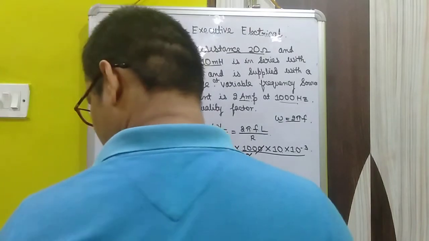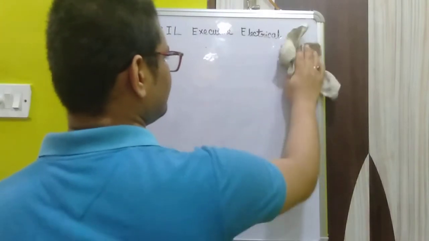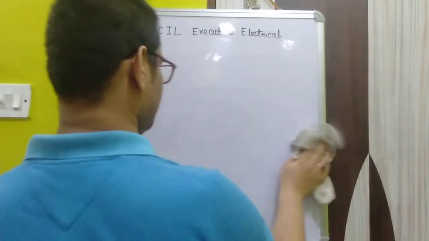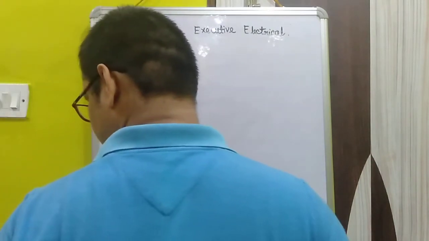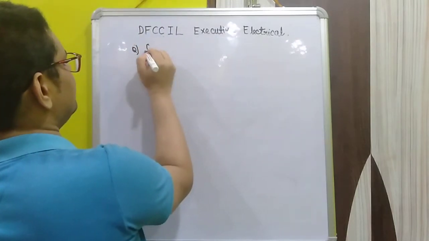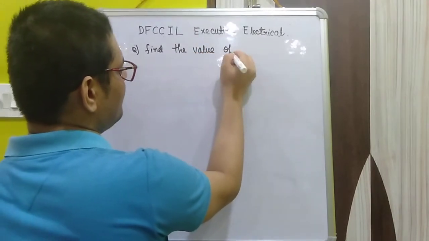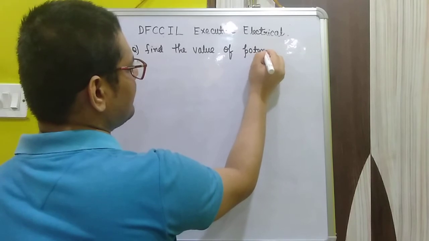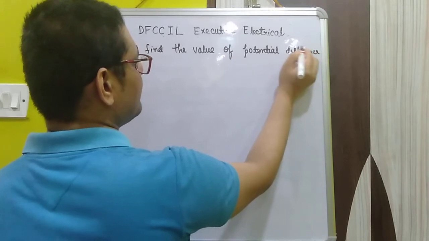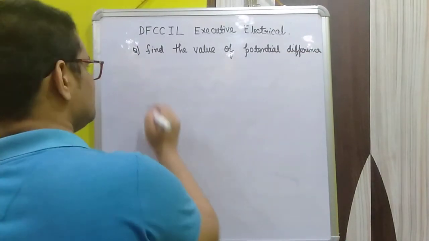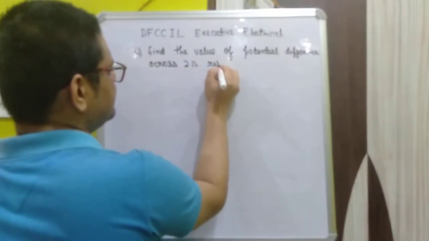So now we try to solve our next question. That will also be on the basis of circuits. So now we take another example. We have to find the value of potential difference. Find the value of potential difference across the 2 ohm resistor.